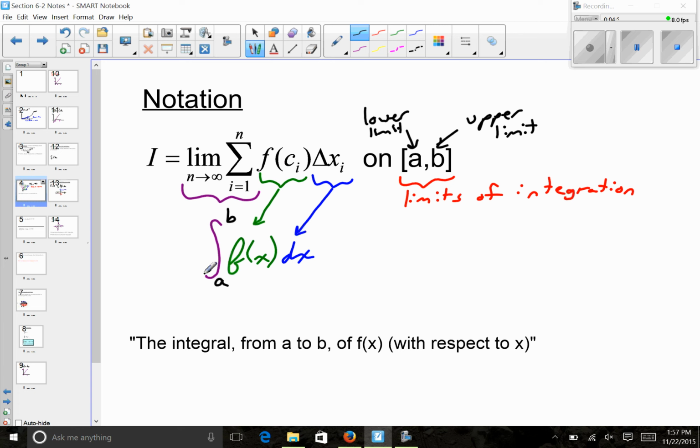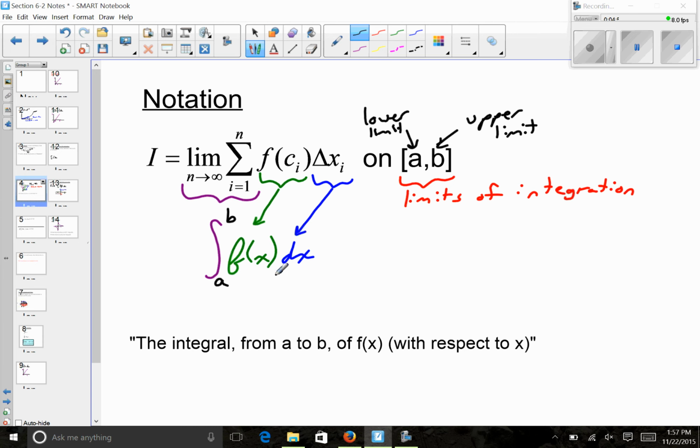Now this is the notation we use for definite integrals, and the way we would read this is the integral from a to b of f of x, and then you could say dx, you could say with respect to x, or you could just stop when you say f of x. When you write it, you must include this differential. Must, that's not an option. When you say it, you don't have to say the differential.